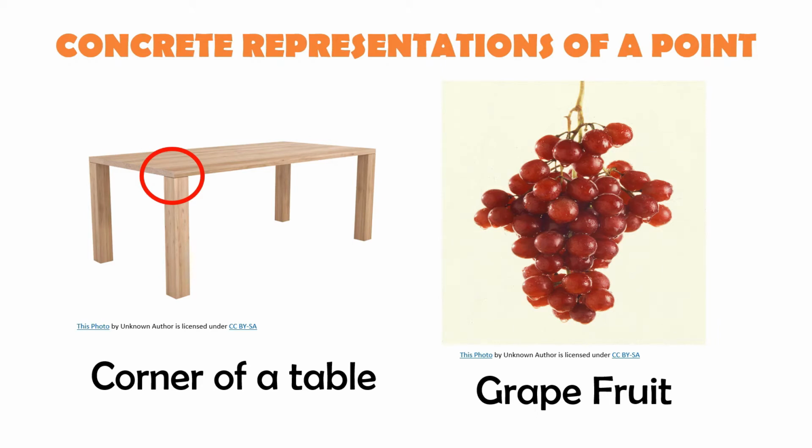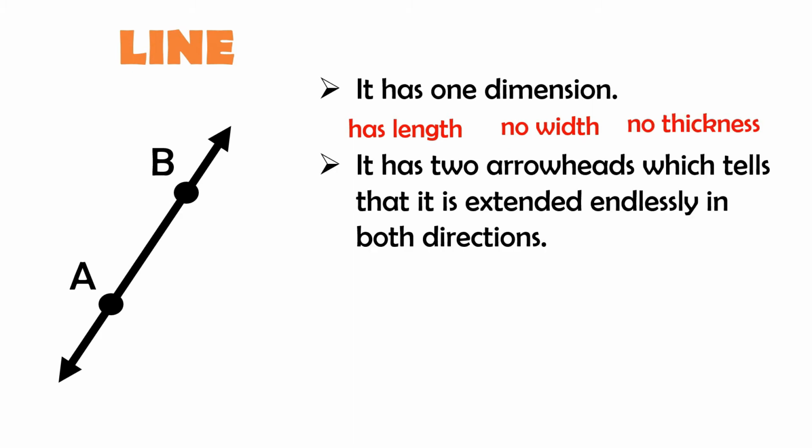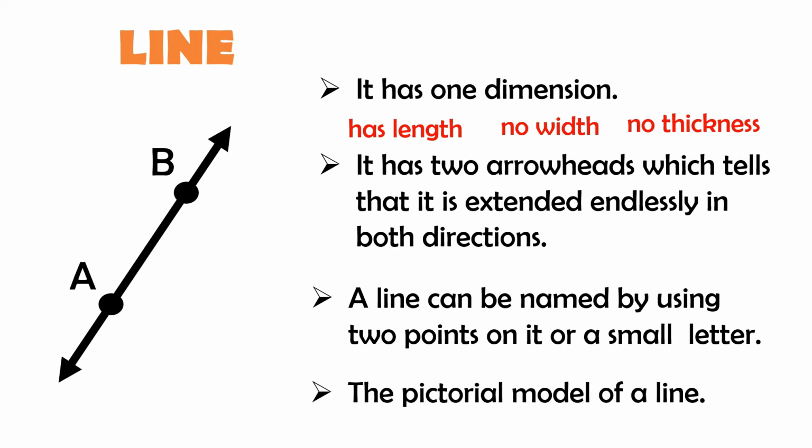Next, let us have a line. A line has only one dimension. It has infinite length, but no width and thickness. The two arrowheads tell us that it is extended endlessly in both directions. We can name a line by using 2 points on it, or by using a small letter. The pictorial model of a line is shown.